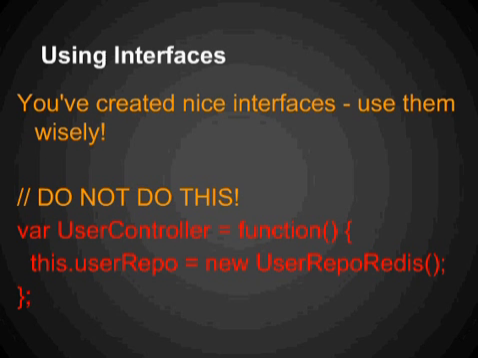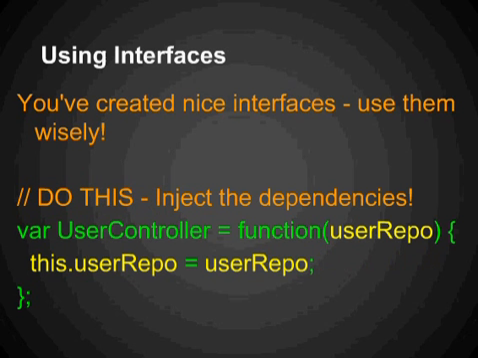Also, this is harder to test. Now when I want to test the user controller, I need to mock out user repo Redis itself and put that like in the global scope, and it just becomes a significant problem to test. And we'll see when we do it the right way how it will be much easier to test.